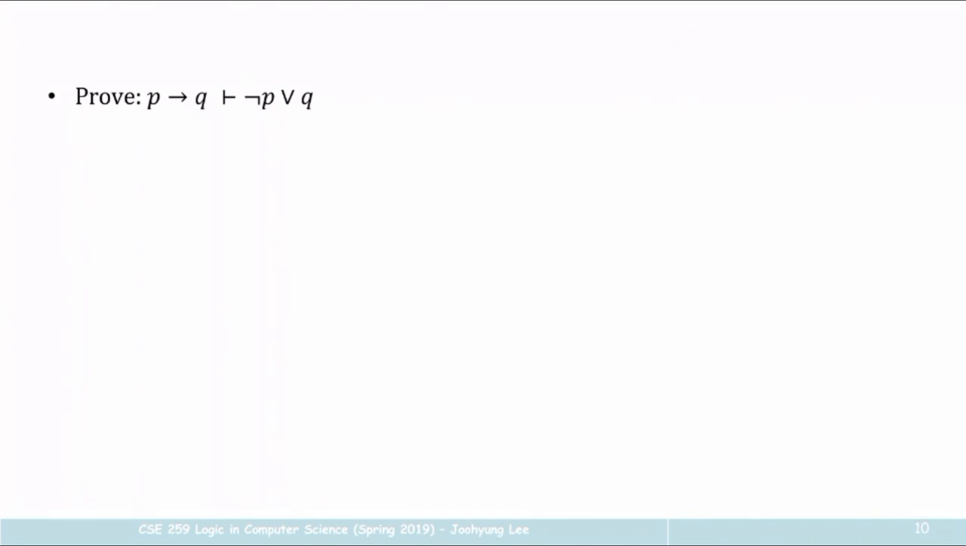So what is the first line that we have to write? P implies Q. What is the last line that we have to write? Not P or Q. Okay, so we are done. Then the question now is, how do you go from 1 to n? And this is actually not simple. Okay? How do you prove the disjunction, not P or Q?